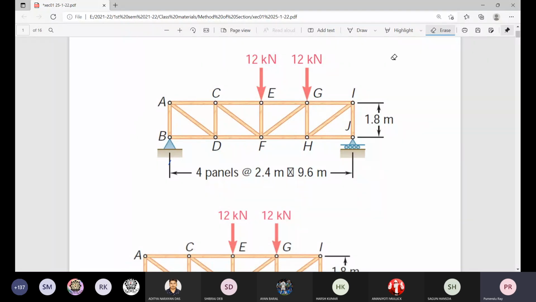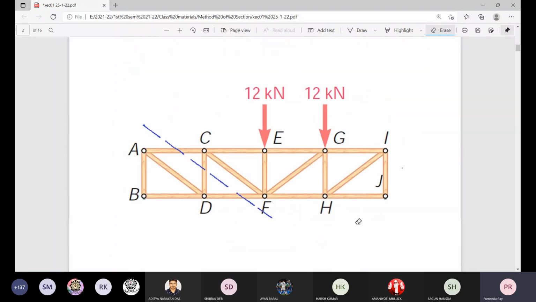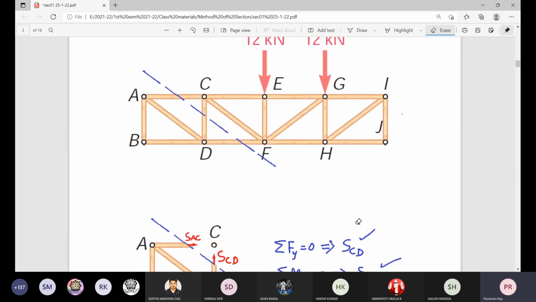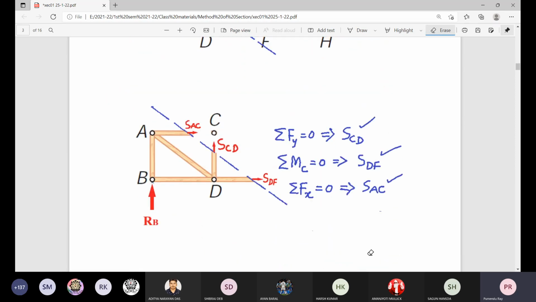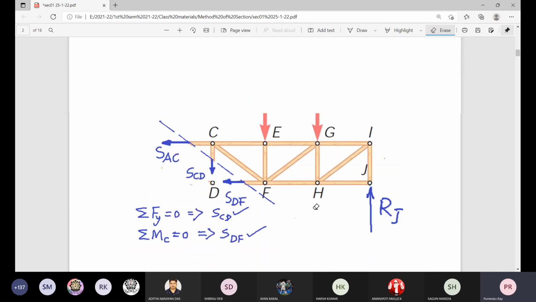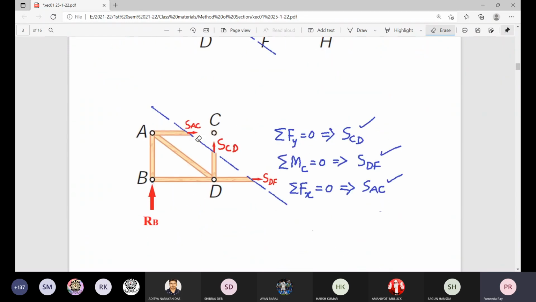Now, next thing, if we consider the portion of the structure on the left of that section, here also the same forces are there: members AC, CD and DF with the same assumed nature, tensile, tensile and tensile. But how many forces are there? Only one developed reaction, RB, and that is equal to 9 kilonewton. So in the equations of equilibrium, there is no additional 12 kilonewton, 12 kilonewton, only one reaction. So your equation becomes simpler.